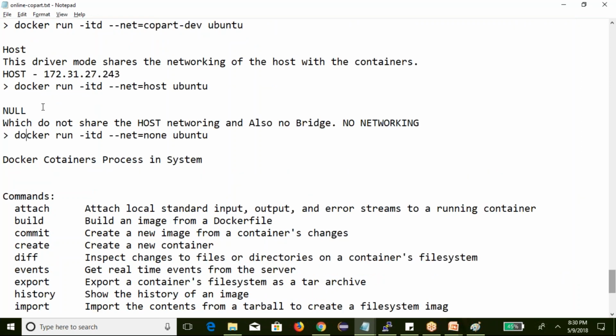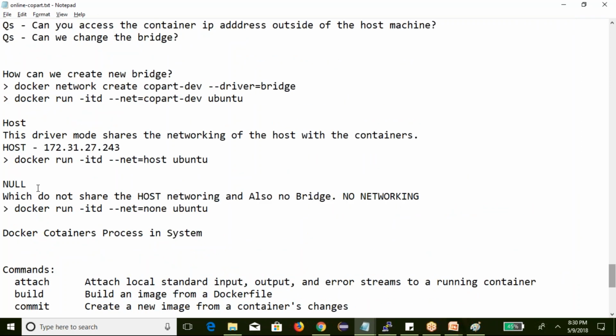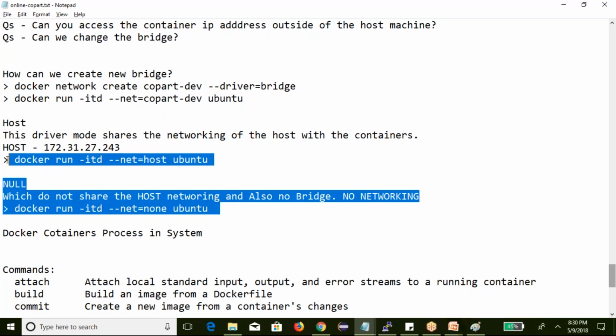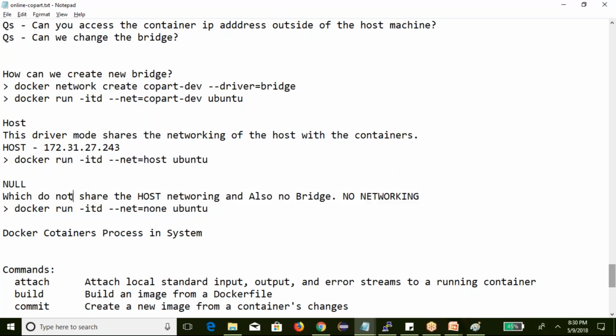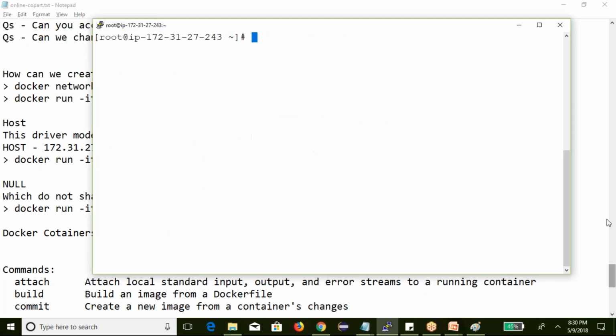So these are the three kinds of network drivers supported by Docker. What are the drivers? One is bridge, one is host, and the third one is null. Any questions around null? Oh, I'm good, Rajesh. Okay, good. Anyone else have any questions?